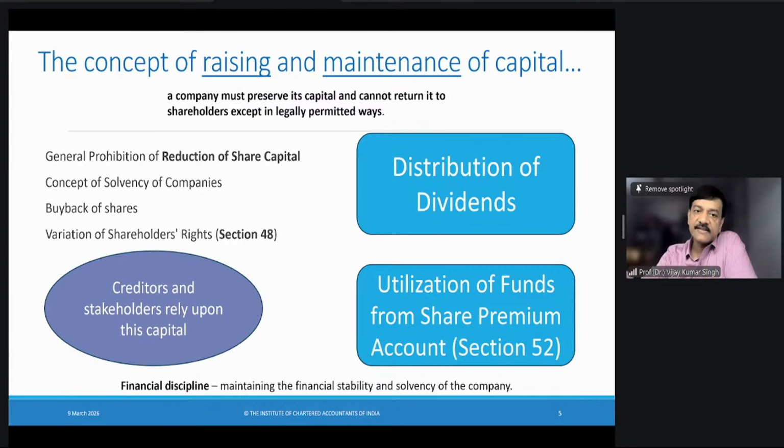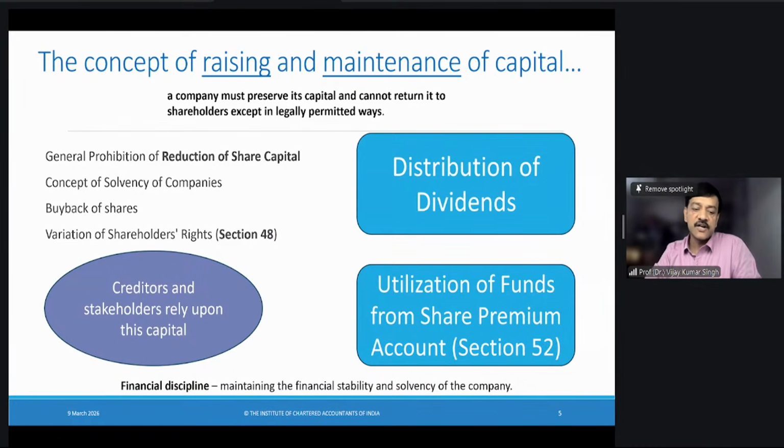Hence, it is said that the maintenance of capital is very important. For raising of capital, there are norms, rules, and regulations. Similarly, for maintaining the capital, there are rules, norms, and regulations. Everything has to be done as per that particular rule. So it is not a free fall that you just sell your shares when you want, as a company I am talking about, or you just take money from the share premium account and do whatever you want. That is not possible. There are regulations around it.